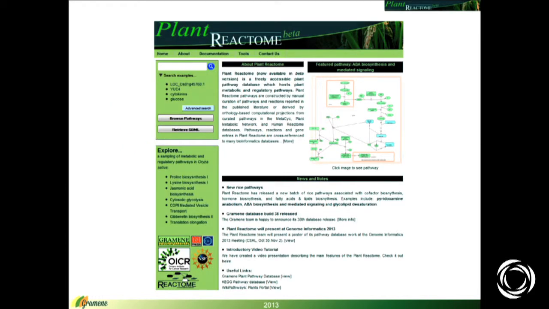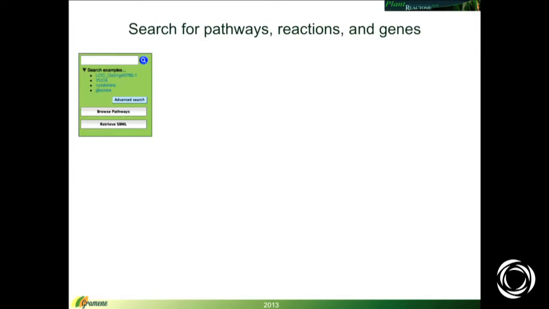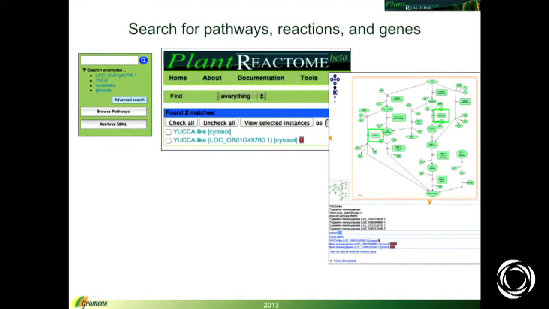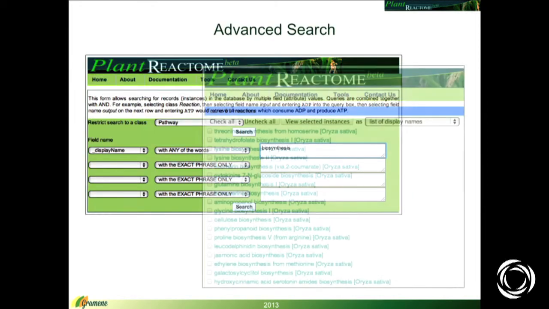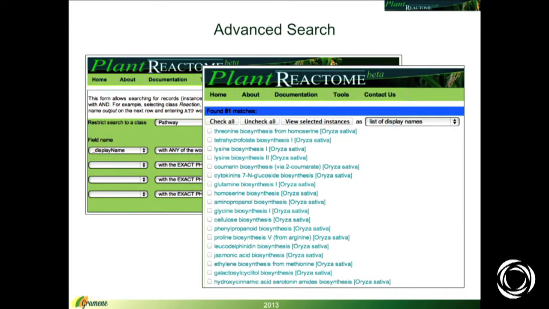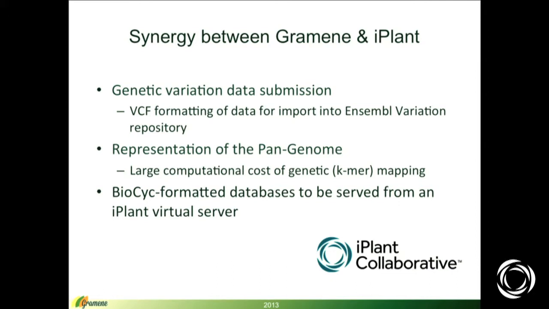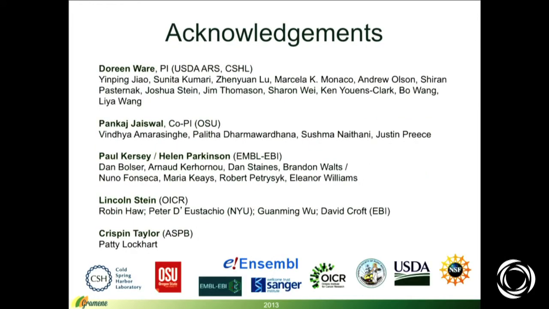So this is the homepage for the Plant Reactome. From here, you can also search for pathways, reactions, and genes. You can also do more advanced searches by looking for exact phrases and so on. This is just an example of the results for a query. And this I'm not going to touch. I just want to say that we collaborate with iPlant in various of our research projects to provide pre-computed data sets to the public, and they are currently hosting our pathway databases, in fact. And this is just the team that works for Gramene.